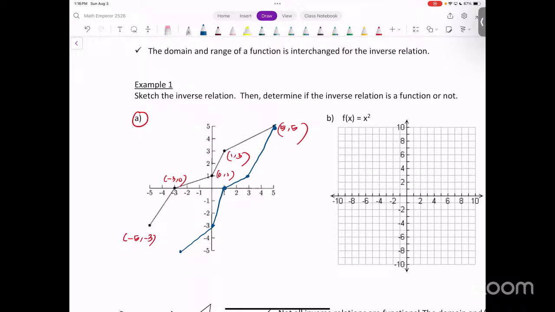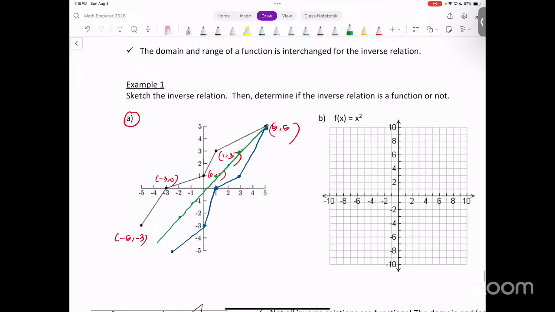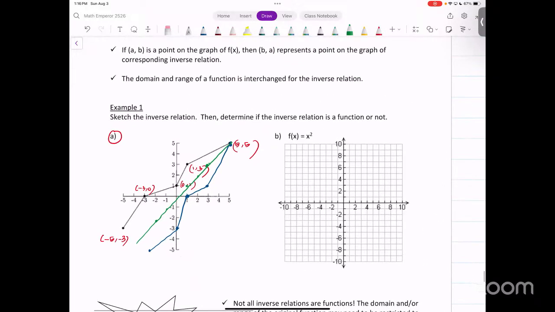Right. Now, what they're saying is a reflection in the line y equals x. You can also see (2, 2), (3, 3). So if I draw this line, you can see that it's a reflection in the line y equals x. So to graph the inverse relation for y equals x squared, we can simply plot the points. You guys are experts on that graph.